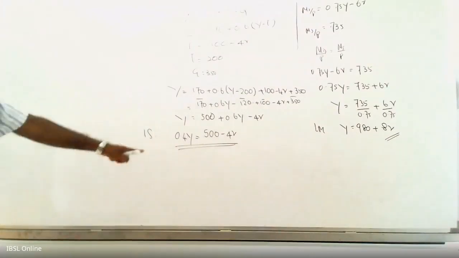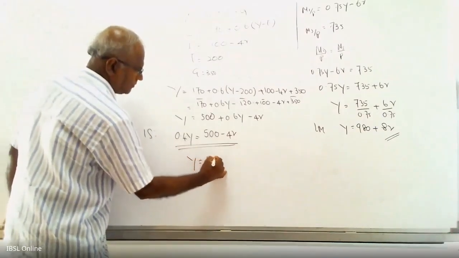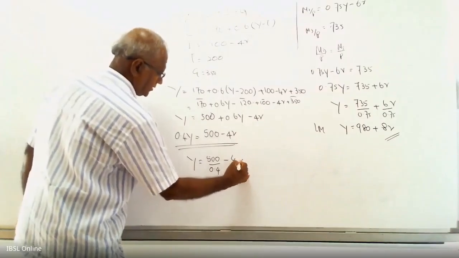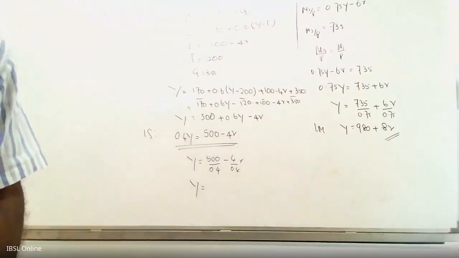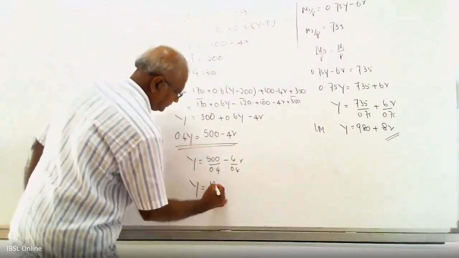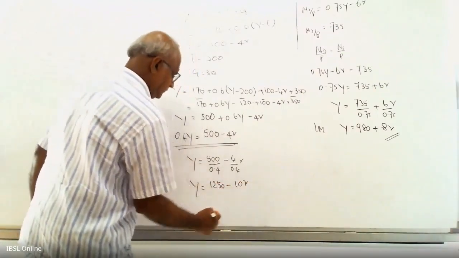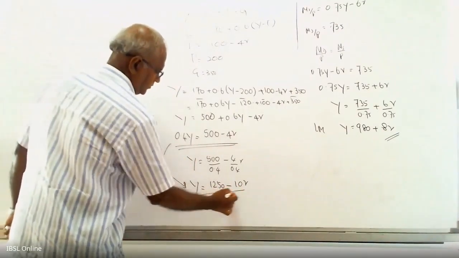IS curve, LM curve. The IS curve also you can divide both sides by 0.4. Y equals 500 divided by 0.4 minus 4 divided by 0.4 R. So Y equals 1250 minus 10R. That is the IS curve, the same thing. I divide because I have to find our equilibrium.